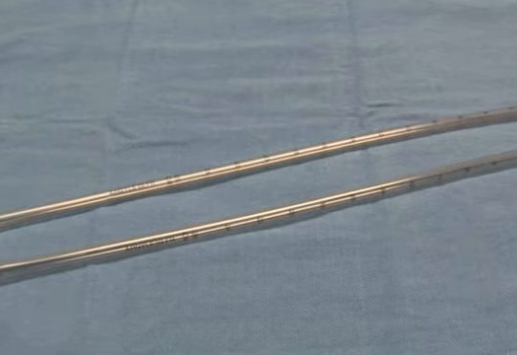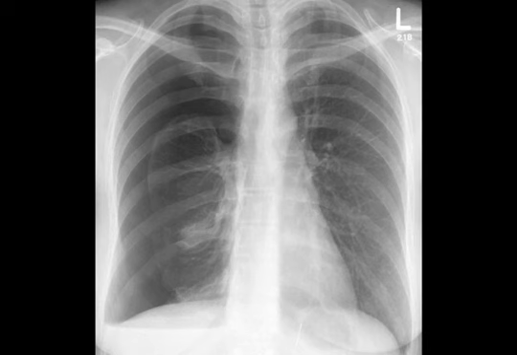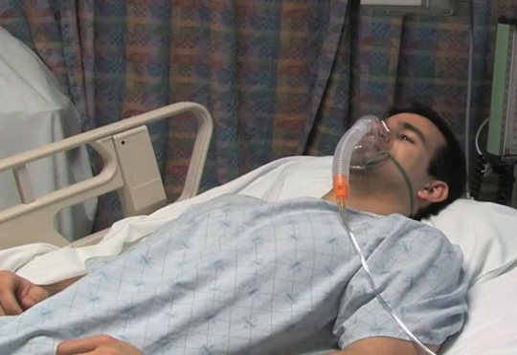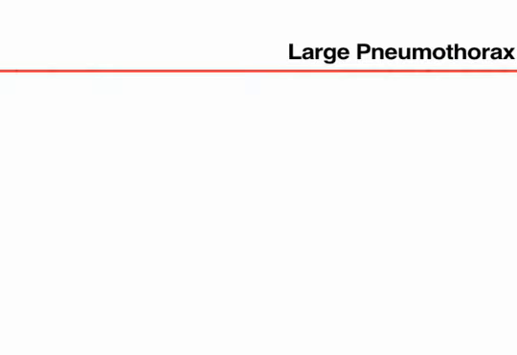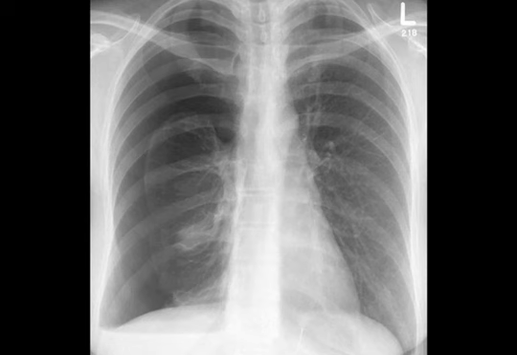Choosing the size of chest tube is based on the indications for the tube. In the case of a large pneumothorax in a clinically stable, spontaneously breathing patient, chest tubes with an internal diameter of 16 to 22 French may be placed. In a patient with a large pneumothorax who is clinically unstable, the same rules for chest tube sizes apply.